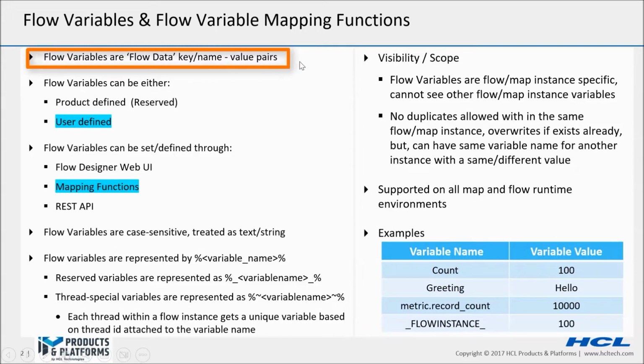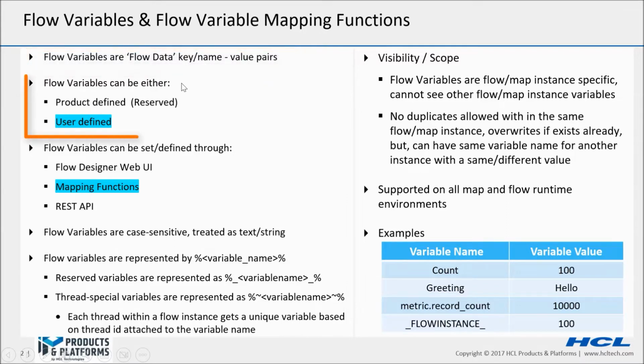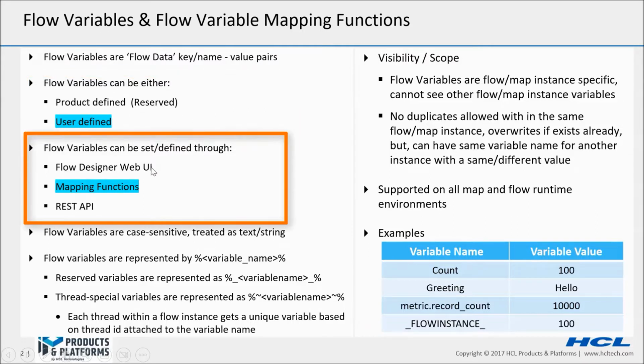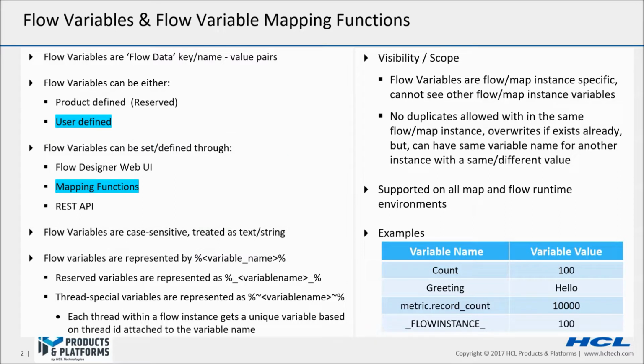They're composed of key value pairs. They can be either product defined, so there are some reserved variables. Today we're going to look at user-defined variables. You can set them and manipulate them through the web UI for the new Flow Designer, or as mapping functions in Design Server or Design Studio, and working with them in REST API. Today we're going to show a demo of some flow variables being manipulated in Design Studio and how they work.